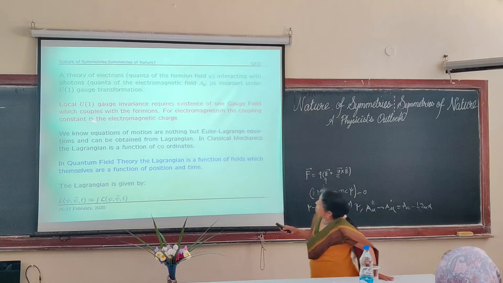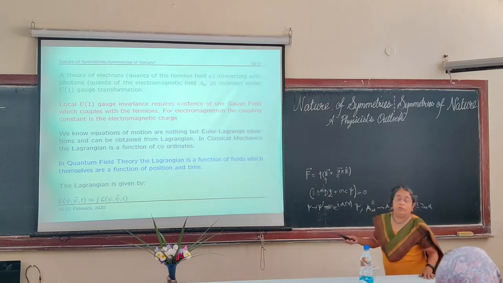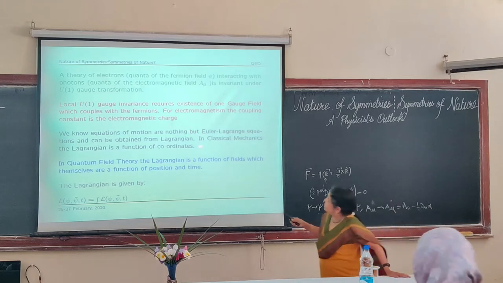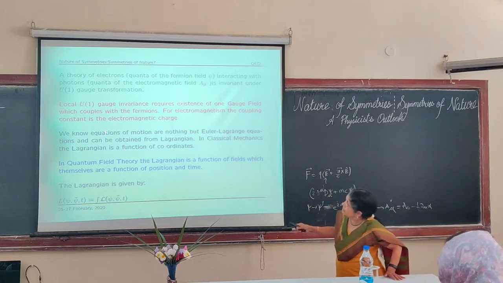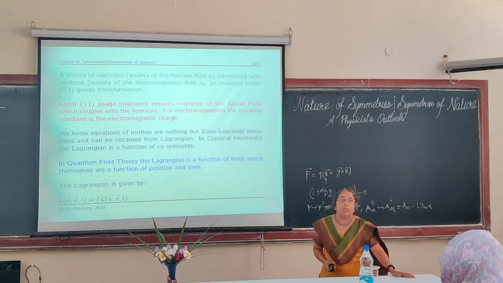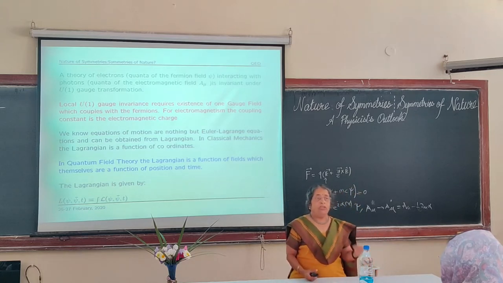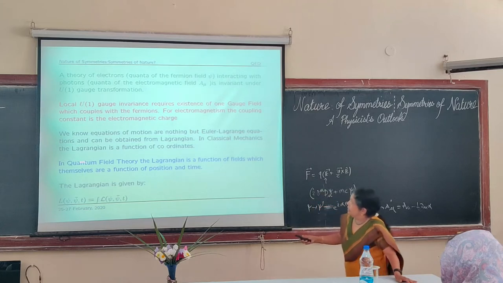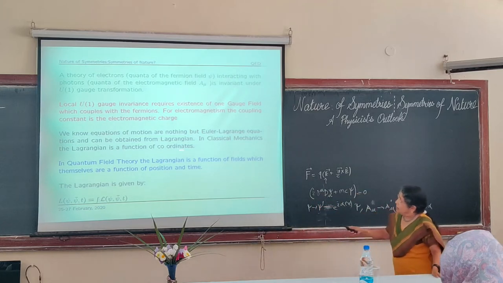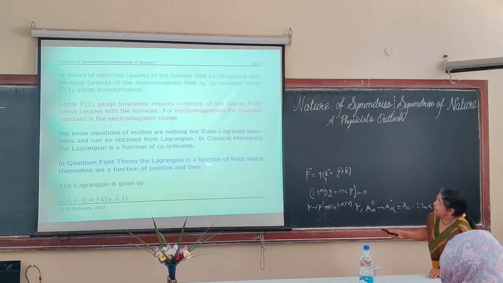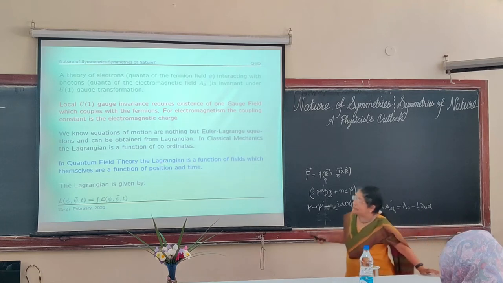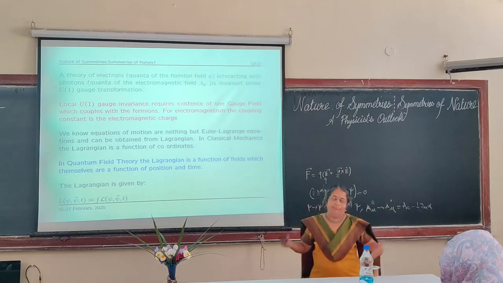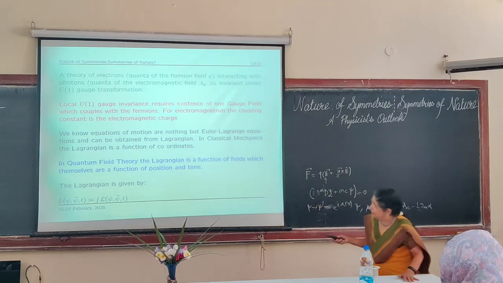Some of you know, not all of you, that the equations of motion, for example in mechanics, are nothing but Euler-Lagrange equations, and they can be obtained from a function which we call the Lagrangian, which is a function of coordinates and momentum, and time. In quantum field theory, we again introduce a Lagrangian, and it's a function of fields, which themselves are functions of position and time. It's a more complex story, but in principle you can do the same thing.